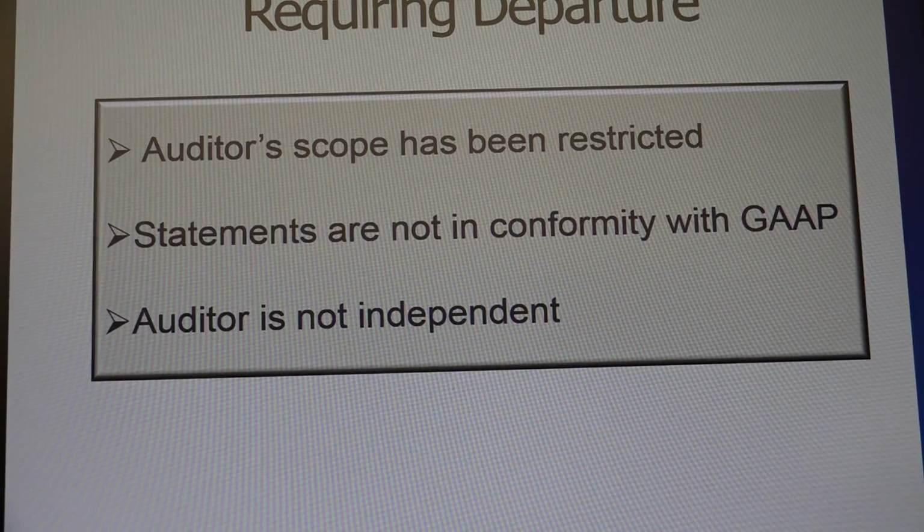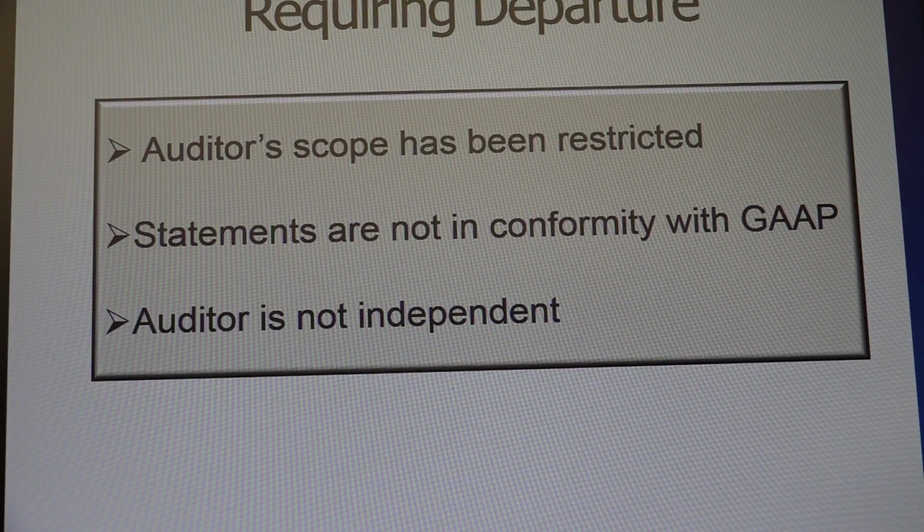And so the conditions requiring a departure from unqualified opinions are where the auditor's scope has been restricted, the statements are not in conformity with GAAP, or the auditor is not independent.